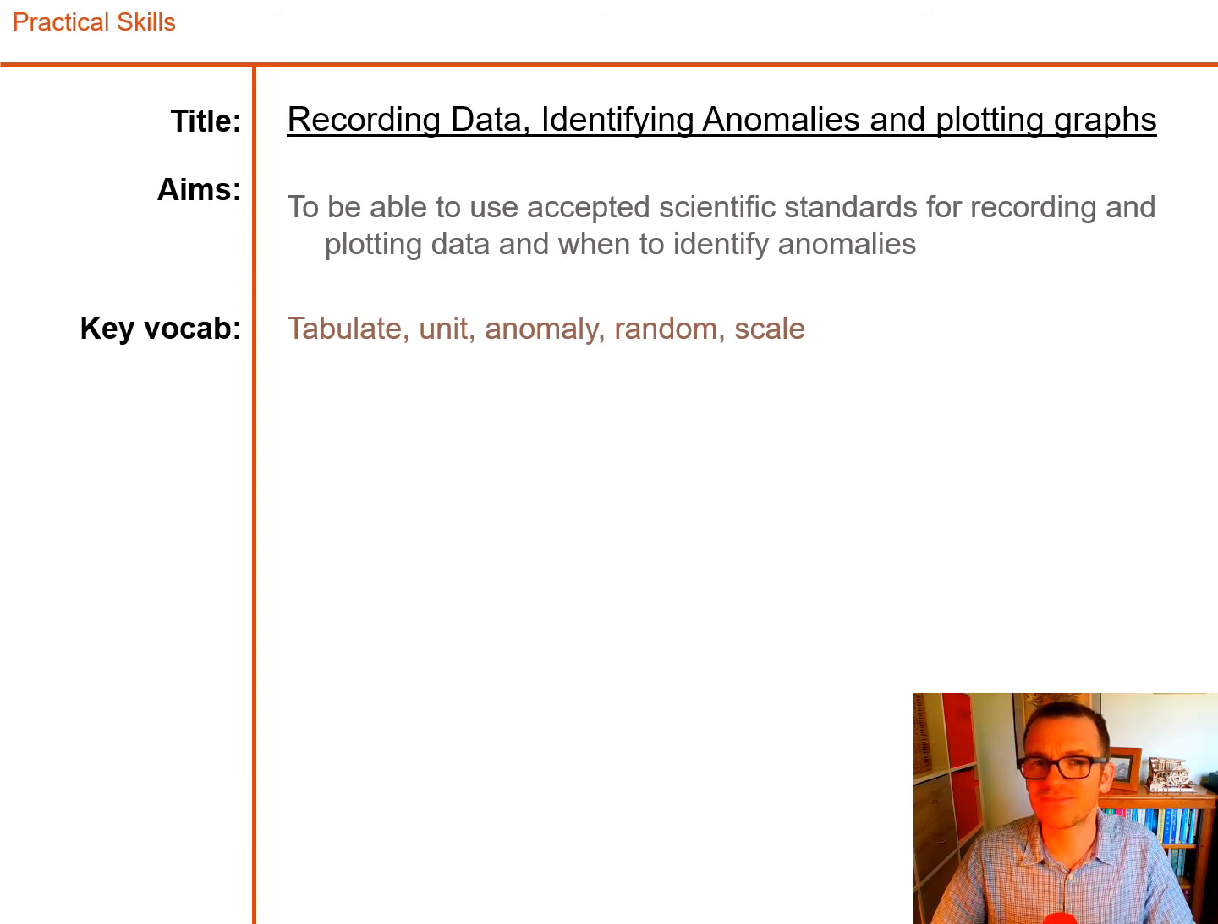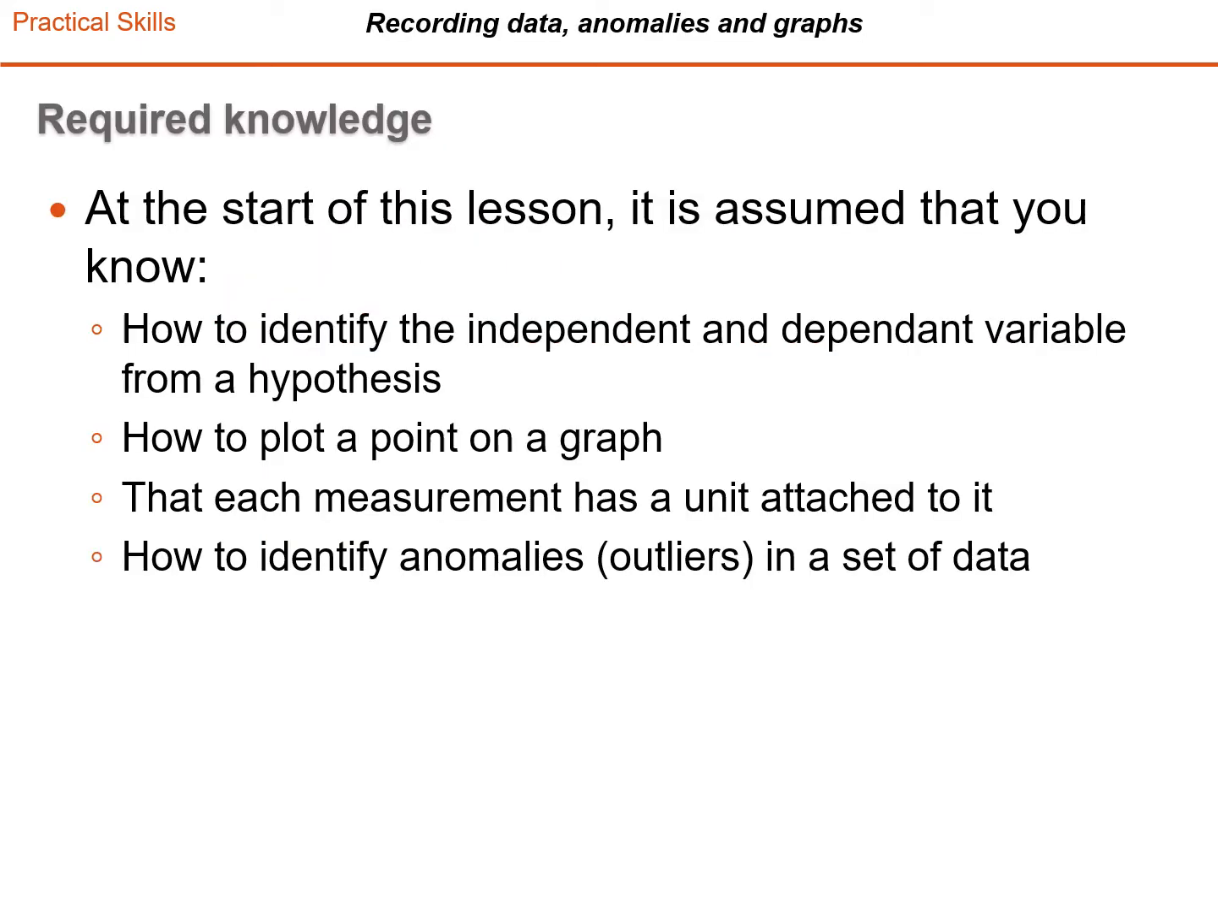So to start this lesson I would expect you to know how to identify the independent and dependent variable from a hypothesis, how to plot a point on a graph. I'd expect you to know that each unit should have a measurement attached to it, and also how to identify anomalies or outliers in a set of data. If you're unsure about any of these points, particularly the first point, I'd recommend you review the preceding lesson before continuing.